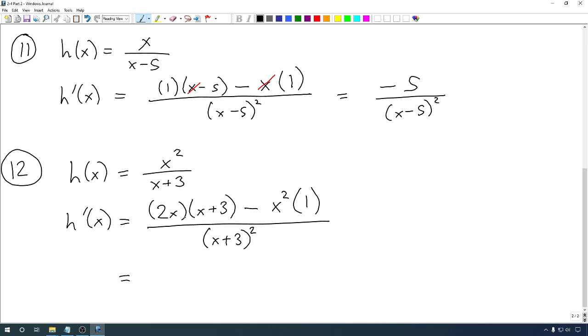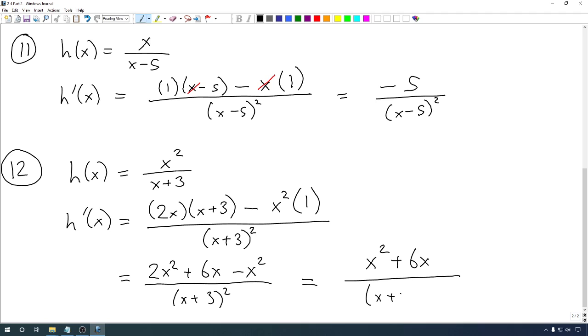Of course, we can simplify this one a little bit as well. This 2x we can distribute to the x and the 3. That becomes a 2x squared plus 6x. But we already have the minus x squared on there. If we combine like terms, we have the 2x squared minus x squared. We'll just give an x squared. We still have the 6x, and we still have the x plus 3 squared. So without having to use the limit definition at all, we can now differentiate quotients pretty easily.